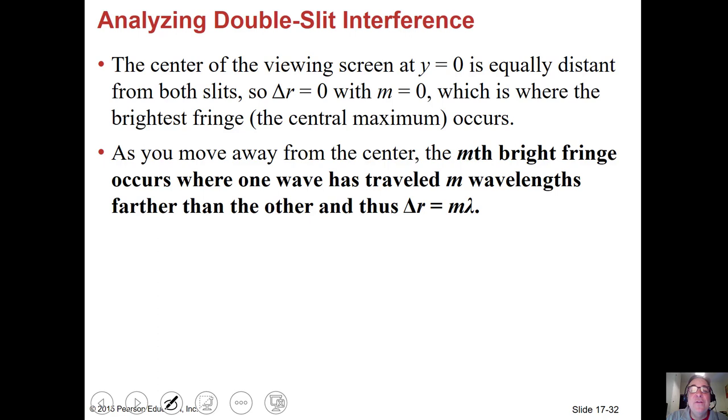Okay, so the center of the viewing screen when y is equal to 0 is equal distance from both slits. So for that case, delta r is 0 when m is equal to 0. That's just the central maximum. Okay, and then when you move away from the center, you saw in the picture, you have m is equal to 1, m is equal to 2, etc., going up and down from where the slit is. Okay, so all those path length differences are just a multiple of the wavelength.